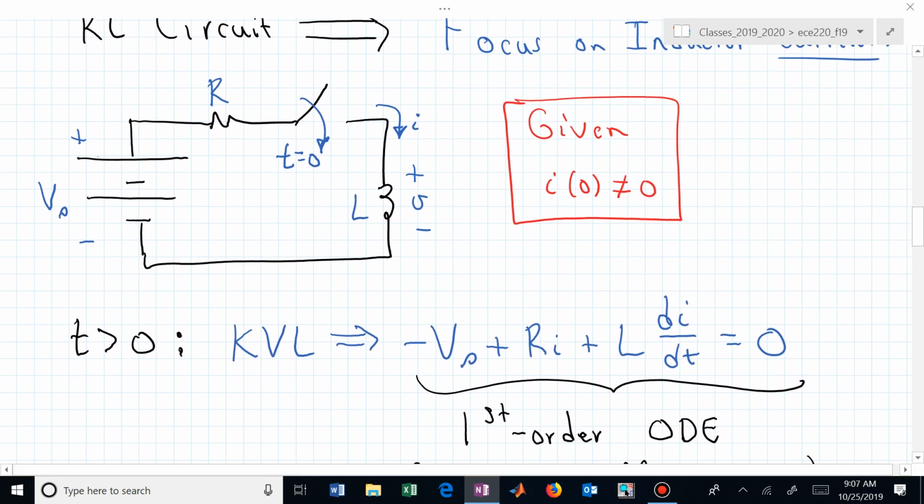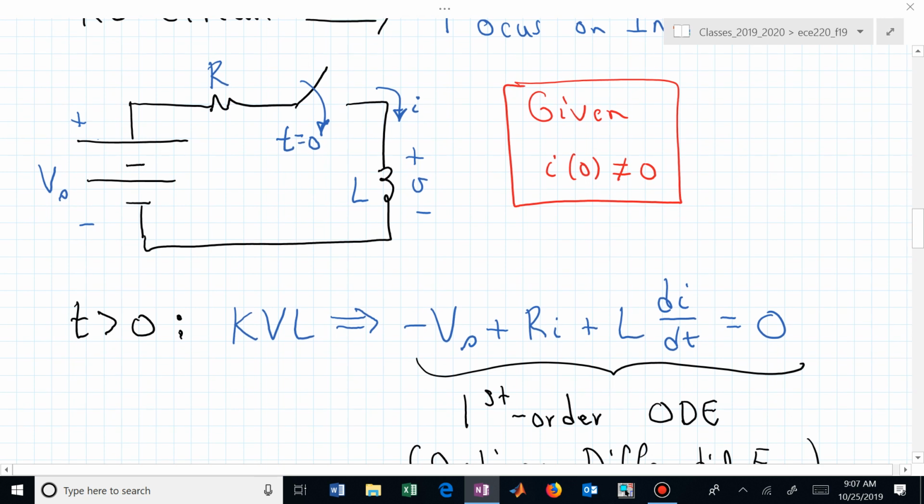We can then write the governing equation that describes the dynamic behavior of that circuit after time 0. When the switch is now closed, we now have this series RL circuit forced by a constant input, and we're assuming we know capital V_S. We're assuming we know what that battery is, or what that voltage source is. V_S is 10, it's 50, it's something, but it's a fixed constant. We know capital V_S, we know the initial condition.